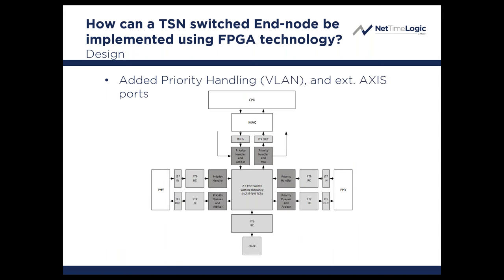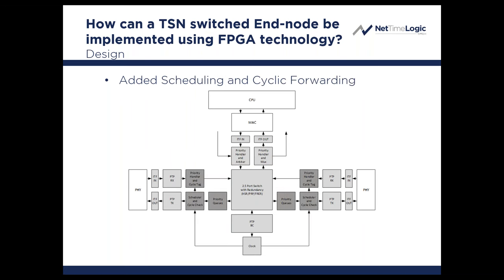Then we added the priority port, so the VLAN thing, with different priority queues and arbitration between the queues. So strict priority arbitration, which means high priority traffic has priority over low, of course, based on the VLAN tags, but not on a schedule basis yet. Internally, we use all AXI stream interfaces. So that's a standardized interface, and you have AXI stream in, AXI stream out. So basically everywhere there are standardized interfaces.